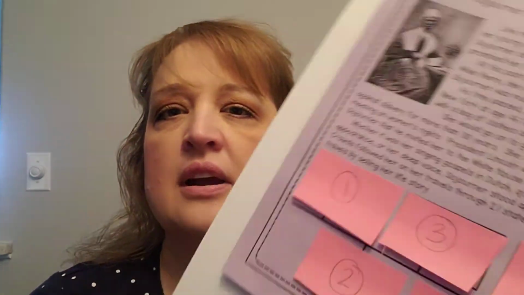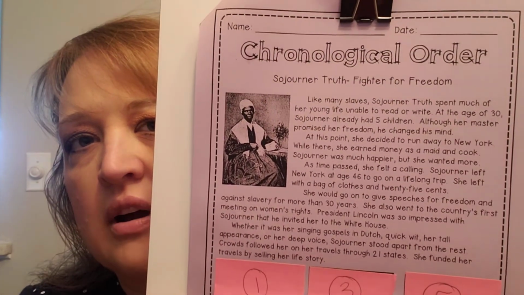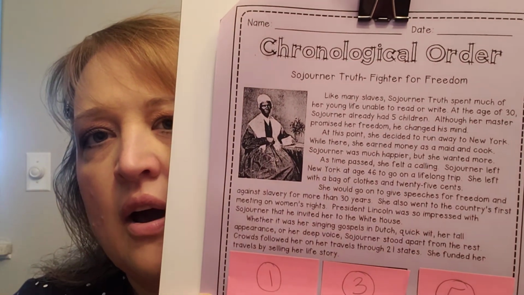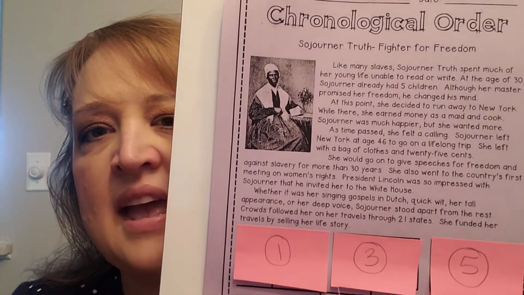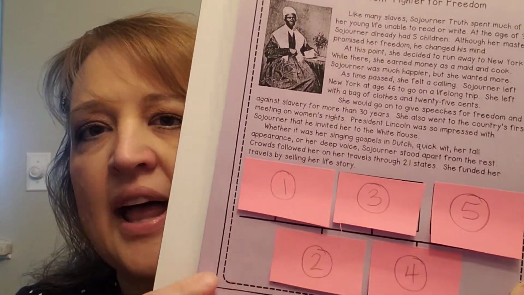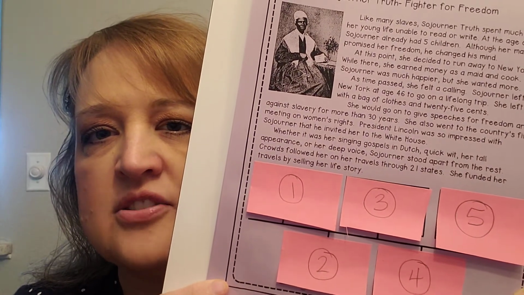So today we are going to look at chronological order, and we're going to read about a lady named Sojourner Truth, and then we're going to put her life in chronological order. So follow along as I read it to you. If you want to pause and read it yourself, that's fine. If you want to listen to me read, here we go.